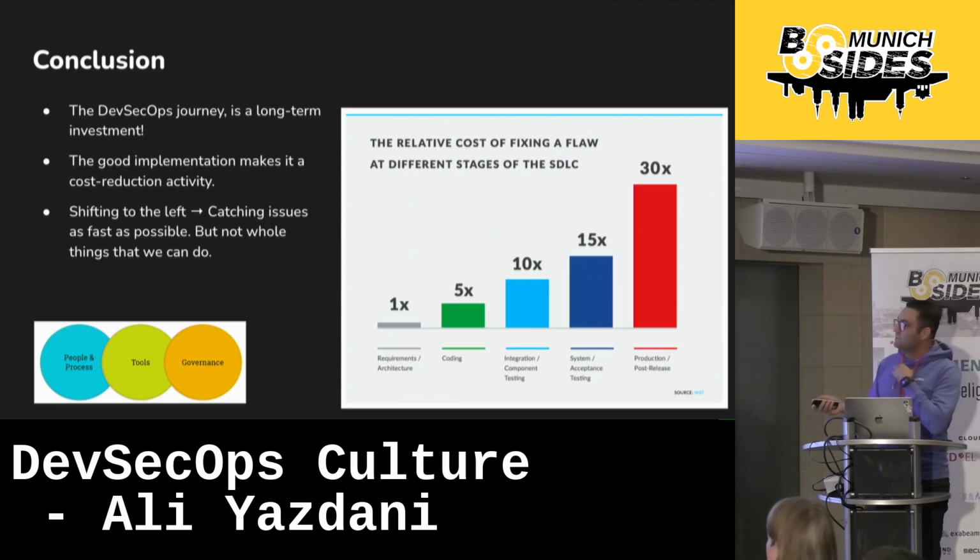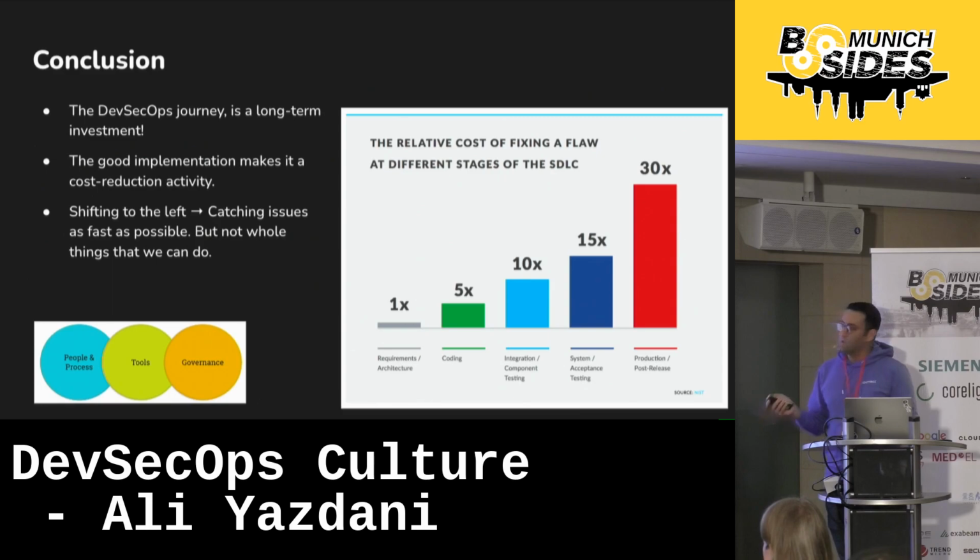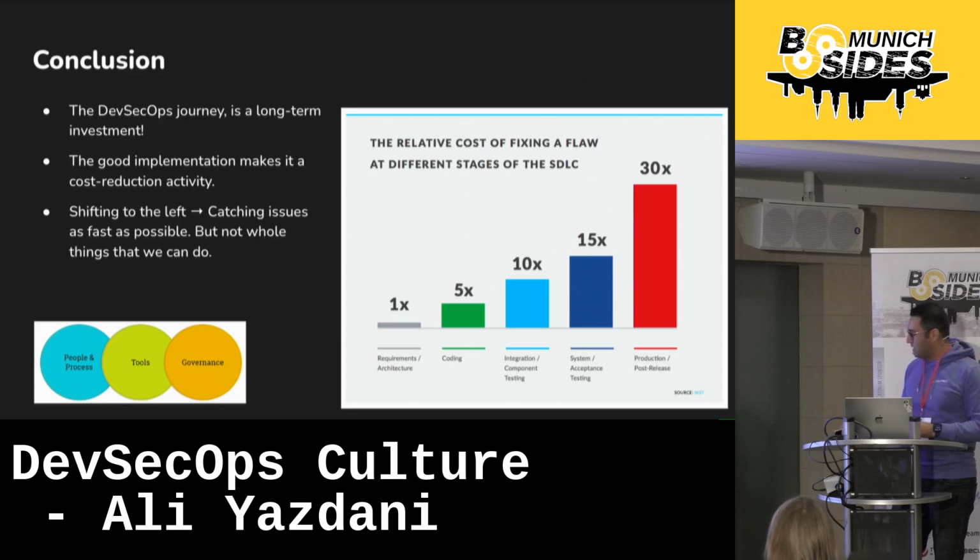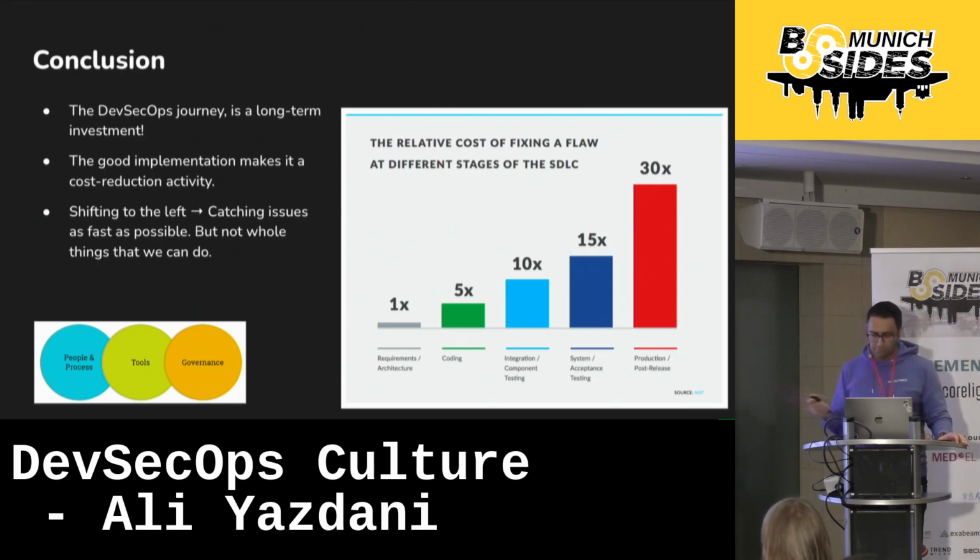The second is that good implementation makes it a cost reduction activity as well. As you can see here, based on the NIST report, we have different phases of development, and it shows us, according to the cost, which stage can reduce the cost. If we catch an issue or security vulnerability or error in the architecture phase, it's a one-time cost for us, instead of 30 times the cost for us.